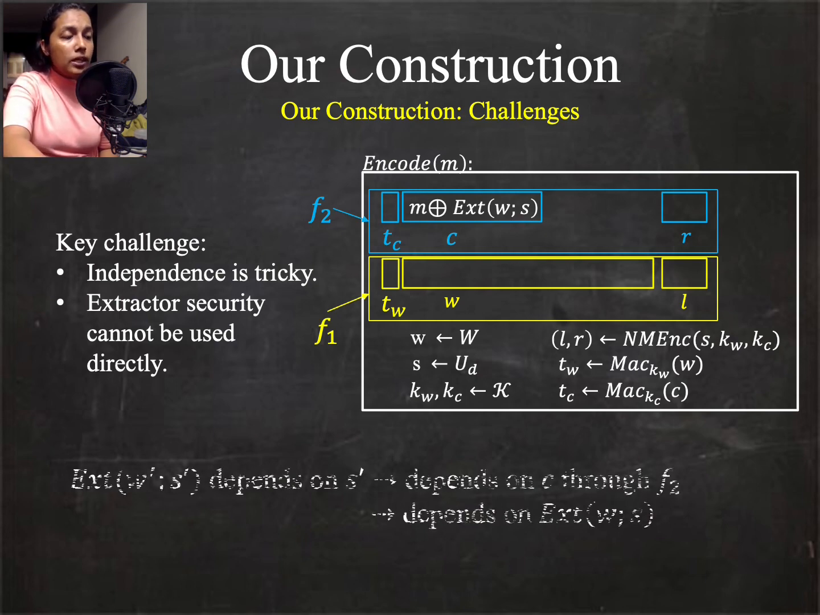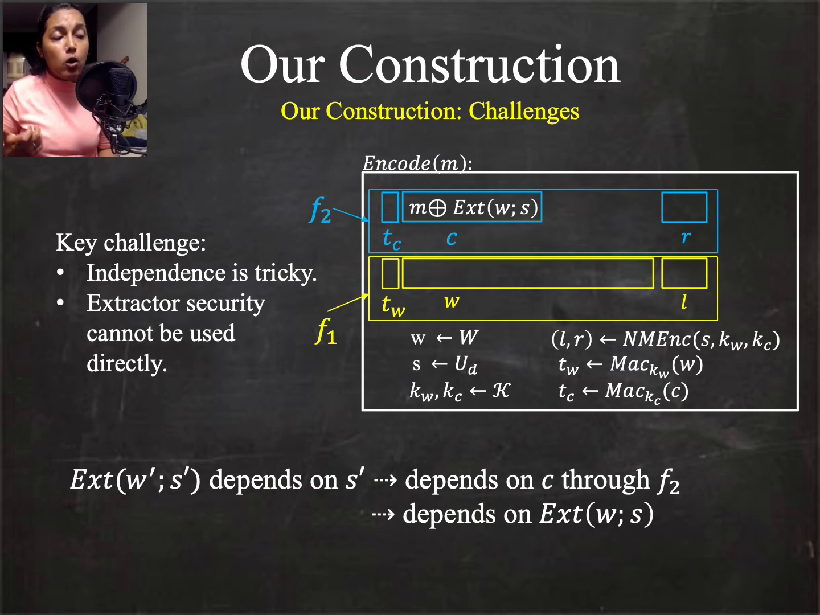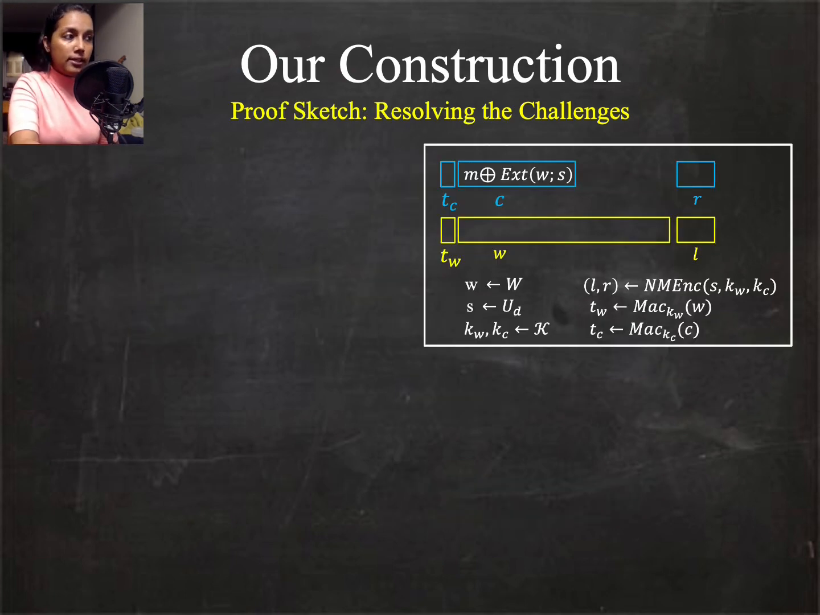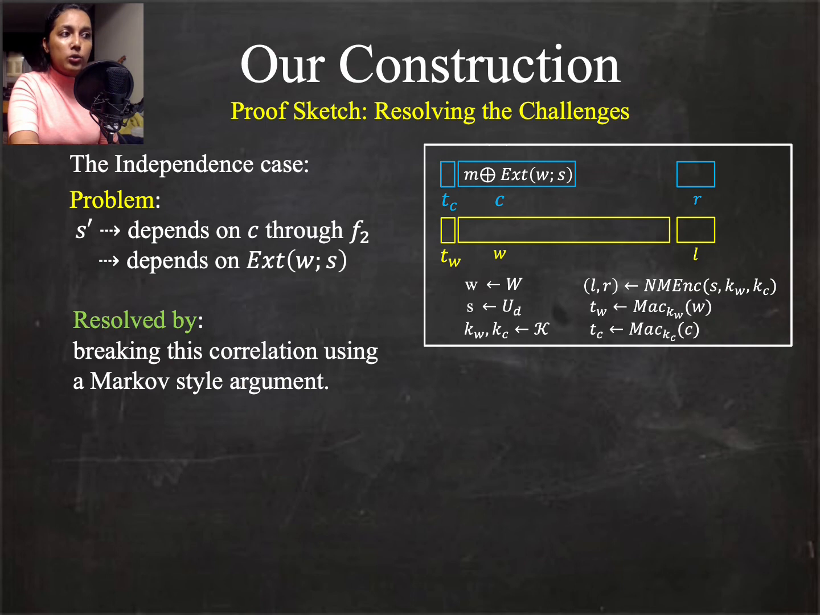Why is this so? If you observe, the information that we were additionally giving out was the extractor output on W prime and S prime, right? But now this information depends on C through F2, because tampering of R also depends on C. And because of this, it in turn depends on the extractor output on WS. So this information is no longer just a function of W, but also a function of the extractor output on W and S. And it turns out such information can be catastrophic and break the extractor security. So we can no longer use extractor security directly. And how do we resolve this?